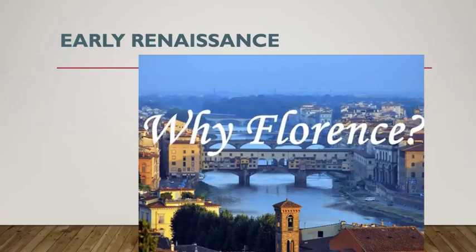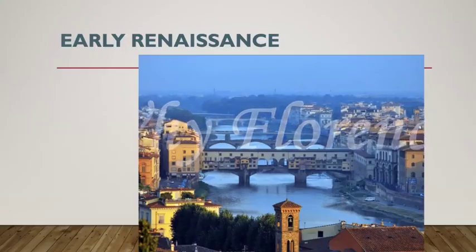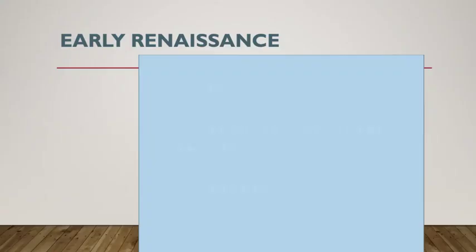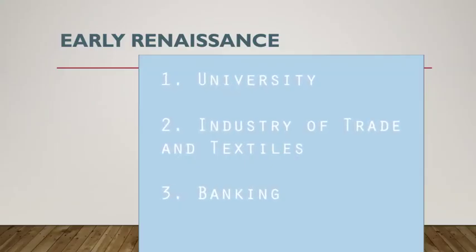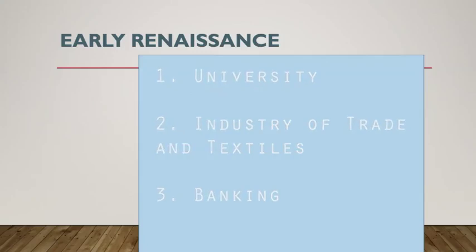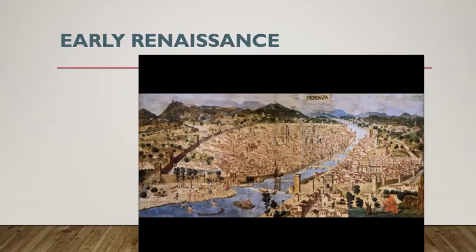Why Florence? The Renaissance essentially happened in Florence due to three main reasons: the university, the industry of trade and textiles, and banking. Whilst the humanists were philosophical, the people of Florence were generally quite earthbound, pragmatic, practical people, which led to a large increase in documentation, and they were also hugely materialistic.